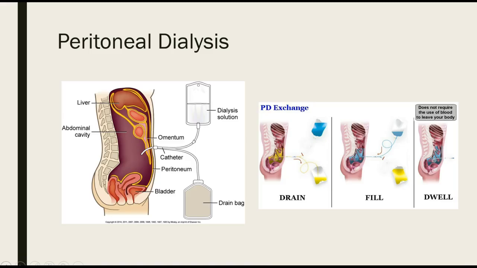Here are some other pictures of what peritoneal dialysis looks like. So you can see the catheter, how it is inserted into the peritoneum here, into this space. The dialysis solution is put into the peritoneal cavity, and it will sit in there for a certain amount of time, and then it will be removed through the drain bag. So those are very basic principles of peritoneal dialysis. Here's another picture showing what that looks like.